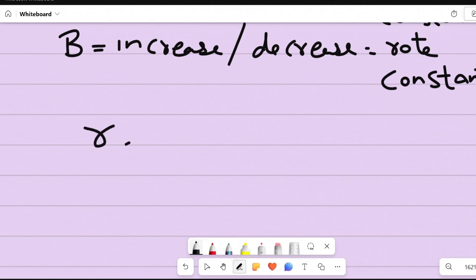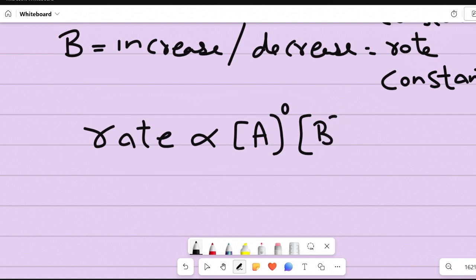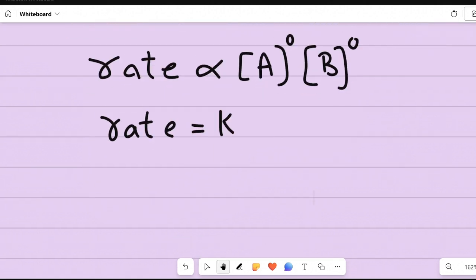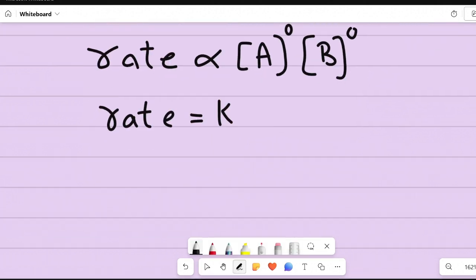And at the end, what will you get? You will write down the equation like that. This is A raised to 0. This is B raised to 0. You will remove the proportional sign. It becomes equal to k, and you are not going to write down A and B. So the rate constant remains the same. It means that the rate constant depends on the rate.